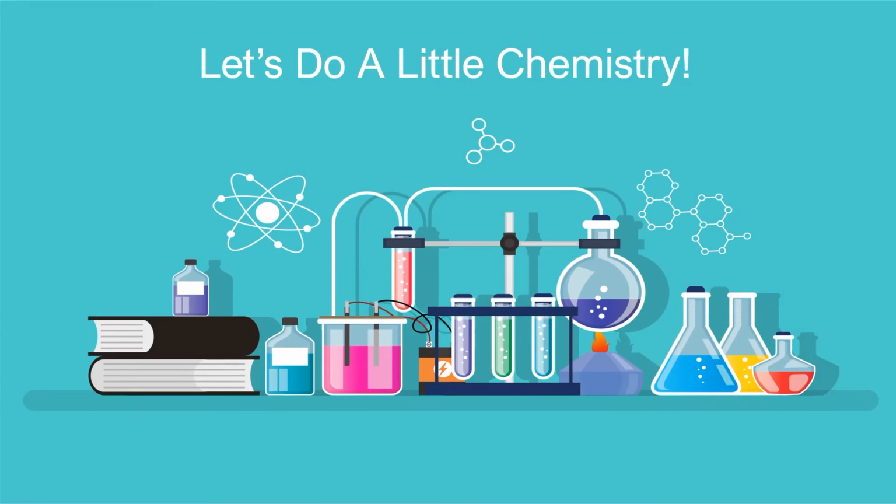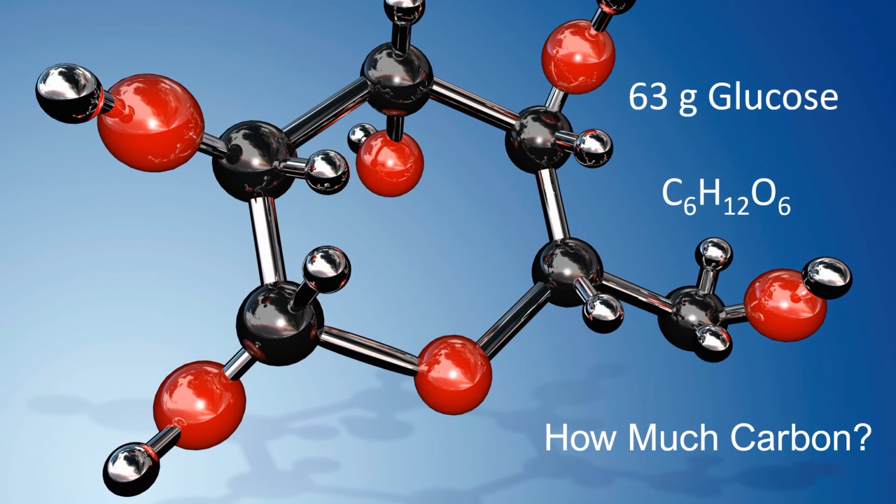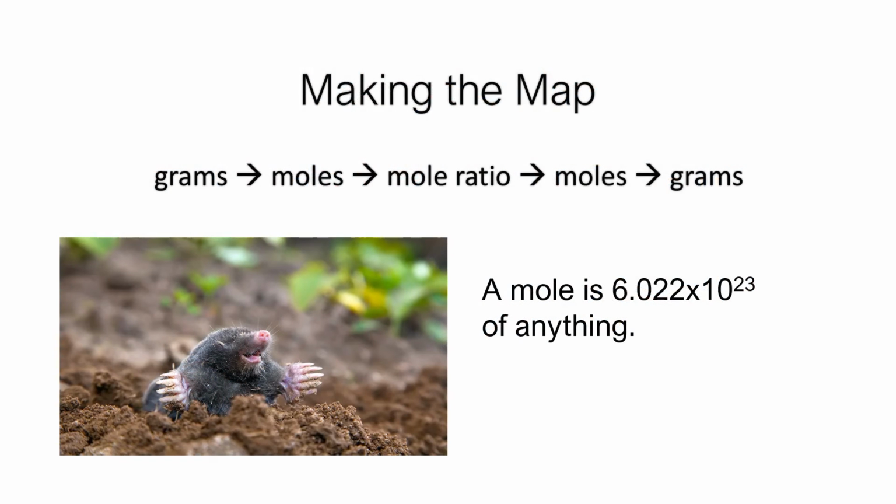Let's do one final problem, something chemistry related, a stoichiometry example. We have 63 grams of glucose, that's C6H12O6. How many grams of carbon are present in that 63 gram sample? We'll look at stoichiometry in depth in future episodes. For now, just know that stoichiometry maps tend to look like grams converted to moles, to a mole ratio, to moles back to grams.